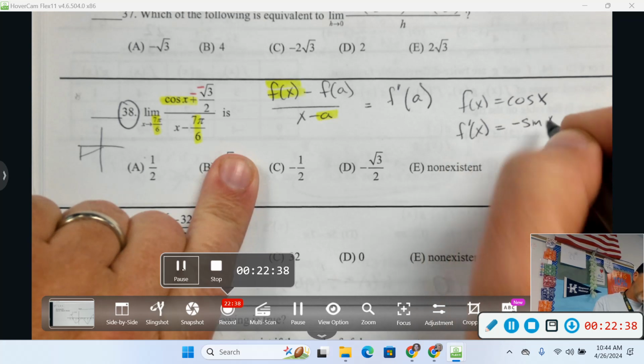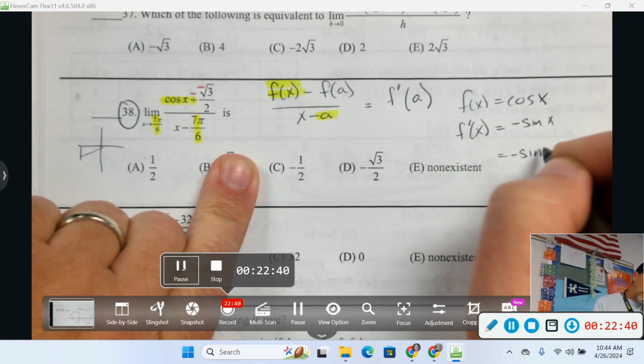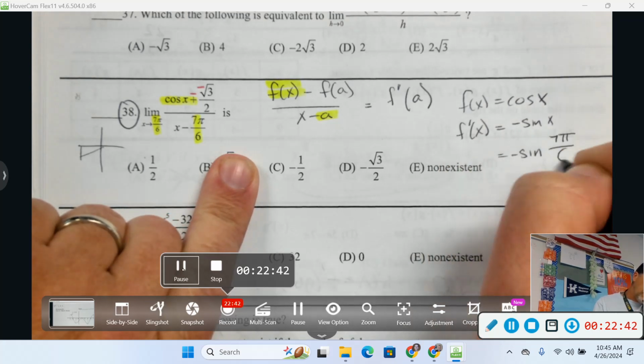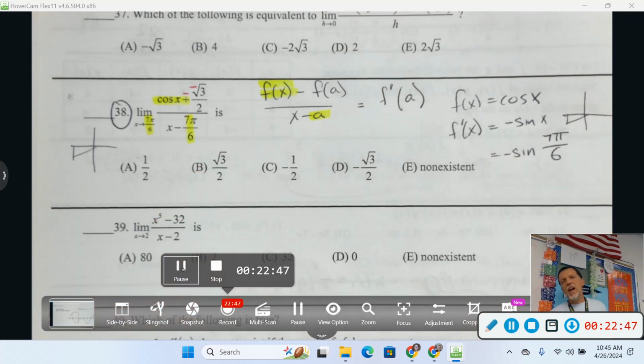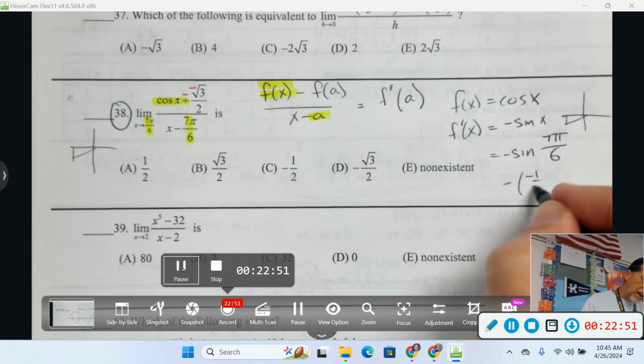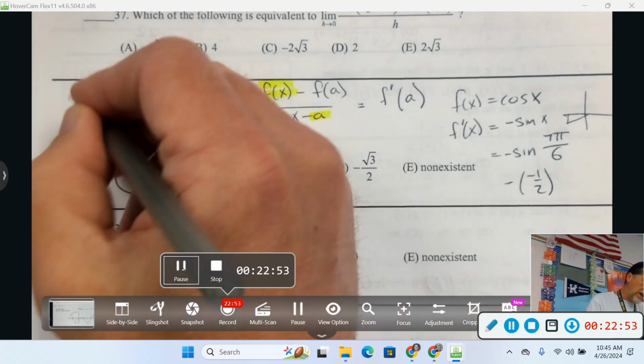Negative sign. And then plug in 7 pi over 6. So the sine of 7 pi over 6 would be negative 1/2. But negative times negative 1/2 is a positive 1/2.